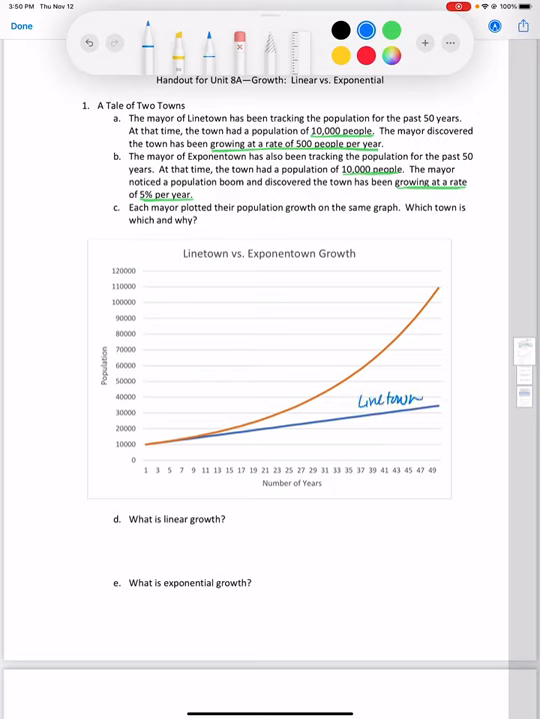the blue line. Now, if you're growing at a rate of 5% per year, you take 5% of the population and add that onto the population. Then you take 5% of that total population and then add on to that. So each time your population is increasing by an increasing amount. So that means that this one, the orange line, is Exponent Town.